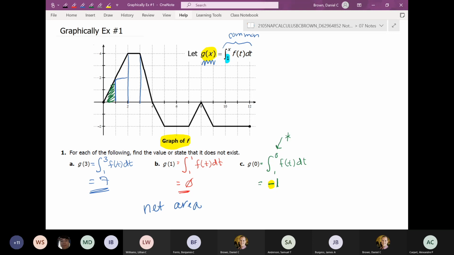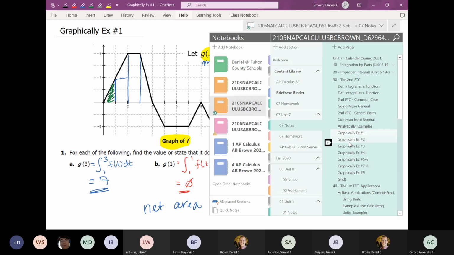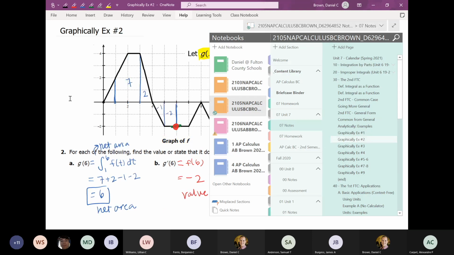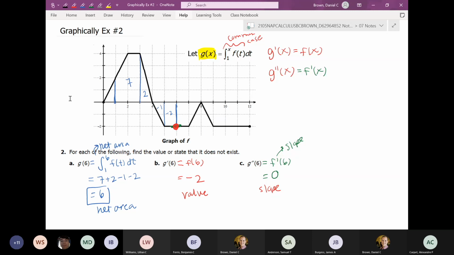function of f. And so if I was finding g of 3, that literally meant the net area from 1 to 3. And then where the second FTC came into play, again, it doesn't always show up when you're doing these integral defined functions. The second FTC showed up when I had to find the first derivative of g, since I was taking the derivative of an integral.